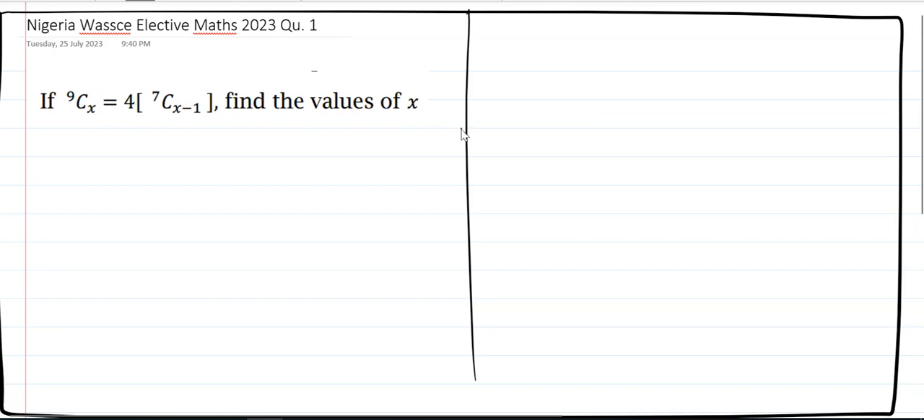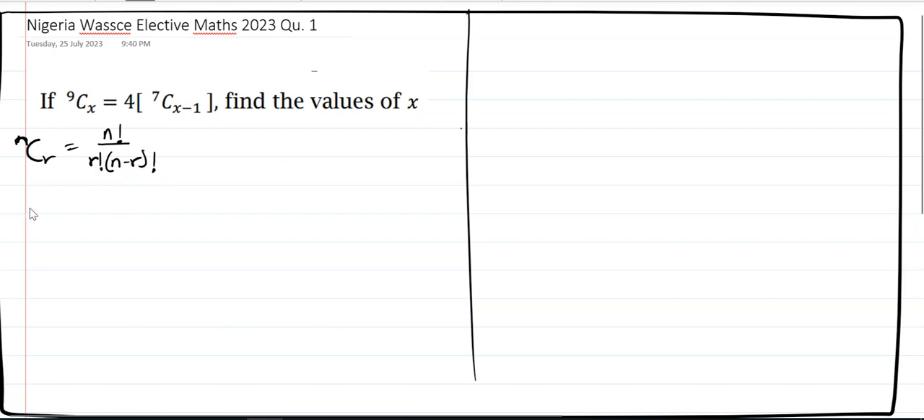In such an expression, we have now the meaning of combination. Whenever you have something like this, n combination r, it's expanded as n factorial over r factorial bracket n minus r factorial, right?